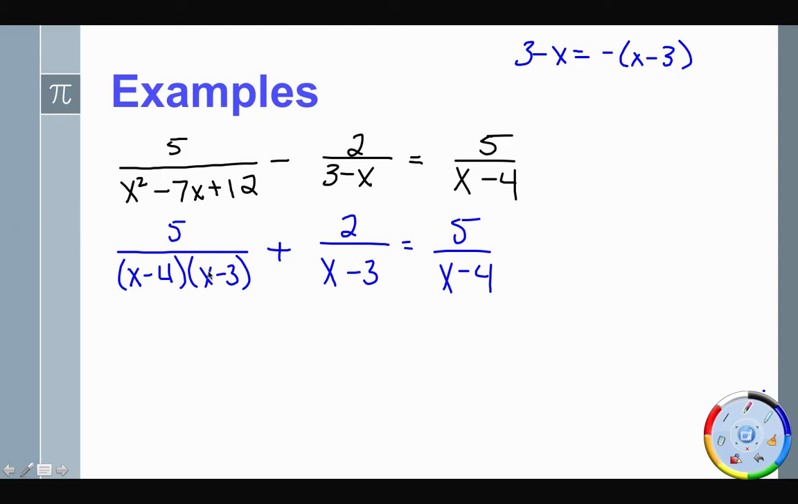I look at this and I look at the denominator here is x minus 4, x minus 3, and I have x minus 3 and x minus 4. That means our LCD is x minus 3 times x minus 4. So that's what we need to multiply the equation by.